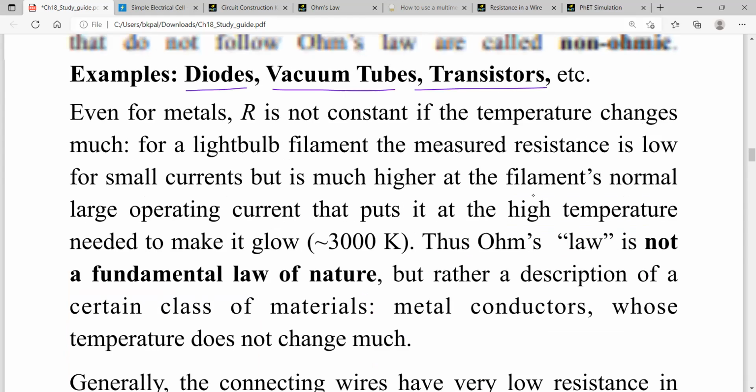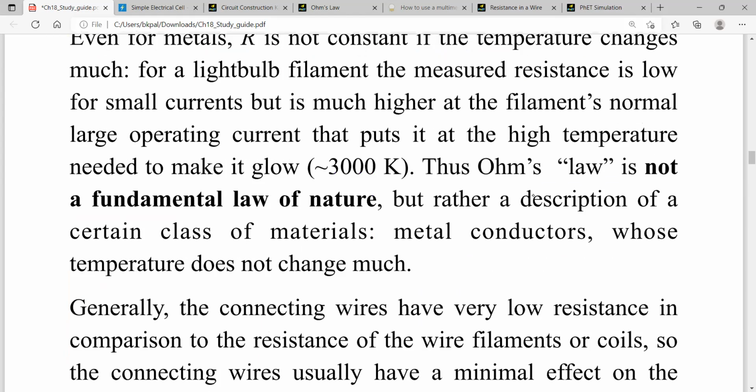So because of this, Ohm's law is not a fundamental law of nature. For example, Newton's law of gravitation and Newton's laws of motion are fundamental laws. It's valid for all. But here you see that Ohm's law is valid for some substances and not for all others. That's why it's not a fundamental law of nature, but it is a description of a certain class of material, for example, a metal conductor whose temperature does not change too much.